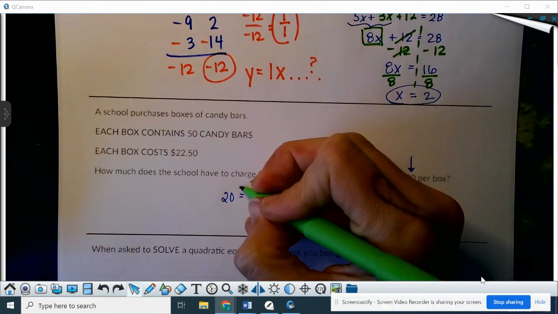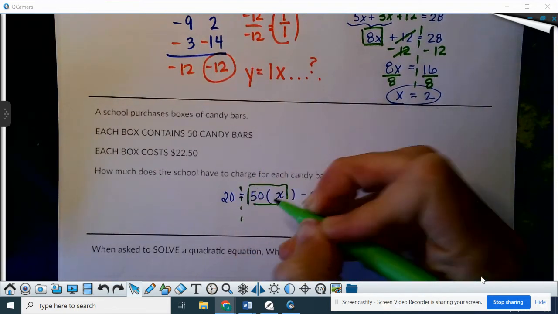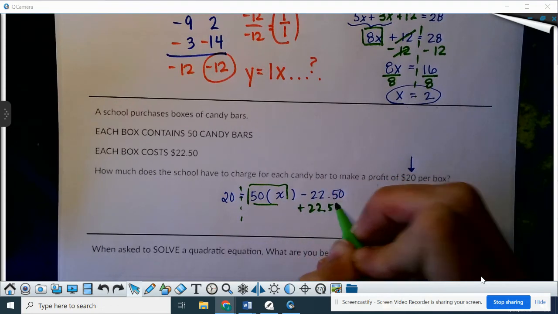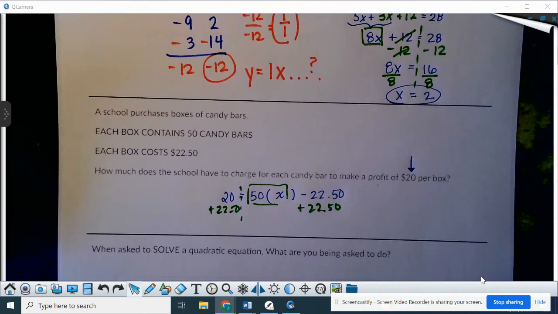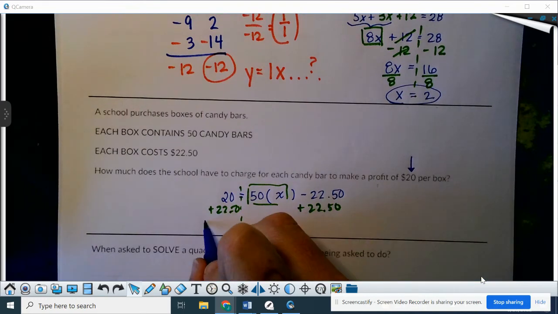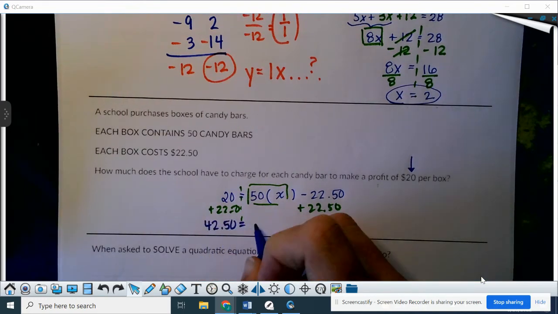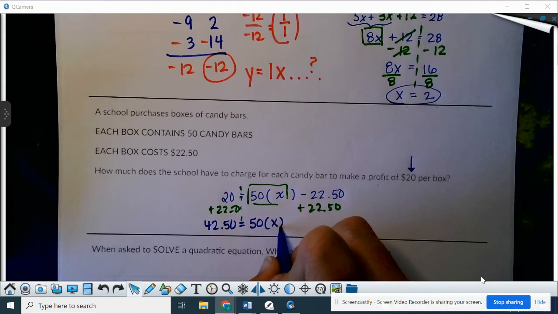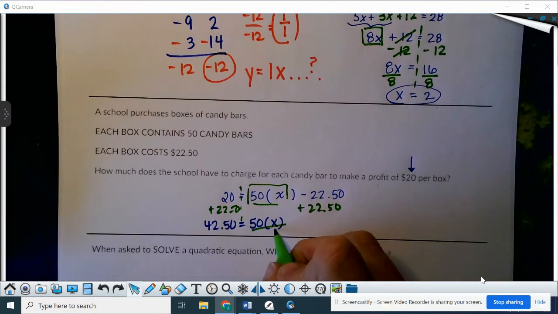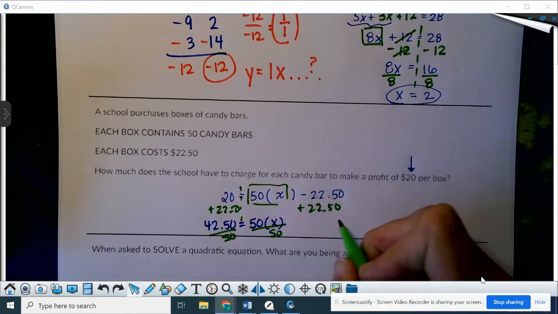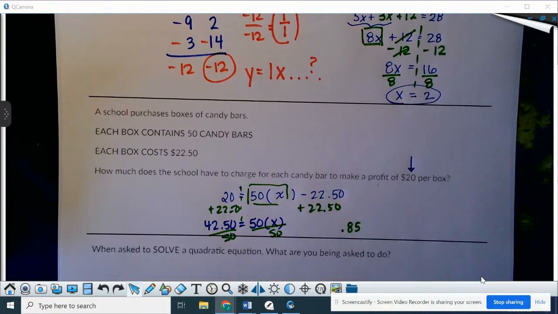And then we're going to get our x by itself again. So we're going to add $22.50 to both sides, and that's going to be $42.50 over here, right? Equals 50x. 50x is multiplication. So we're going to divide both sides by 50, $42.50 divided by 50, and we get 85. So it's going to be 85 cents per candy bar.